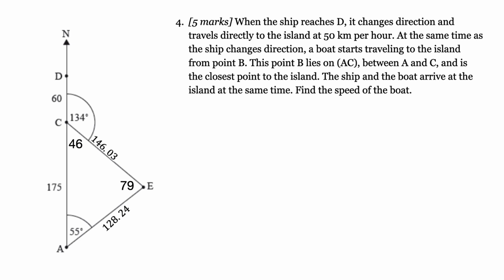And number 4 is a little bit more. It says when the ship reaches D, the point D, it changes directions and travels directly to the island. So from D to E, this is the distance that the ship took. At the same time that the ship changes direction, a boat starts traveling to an island from point B. So B is in between AC. It's the closest point to the island, which is important because the closest point would make a right angle with AC.